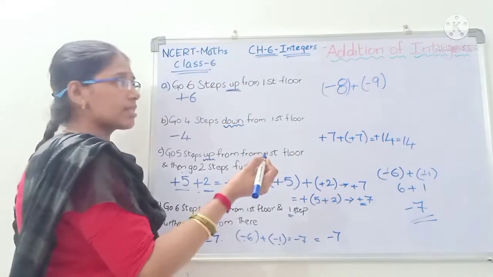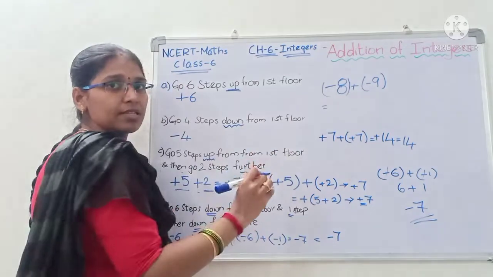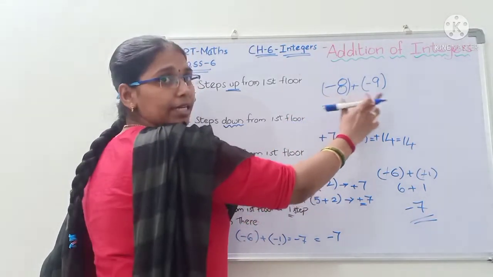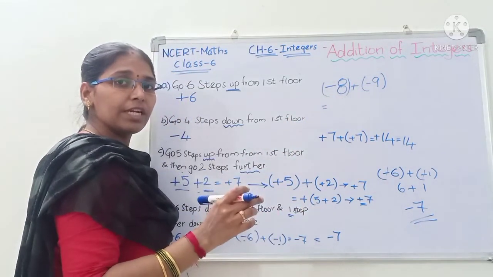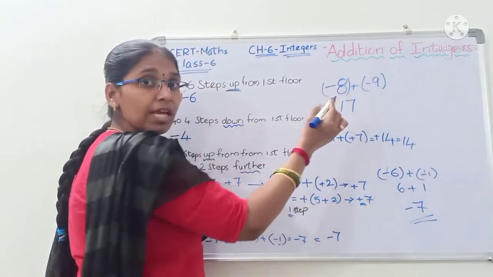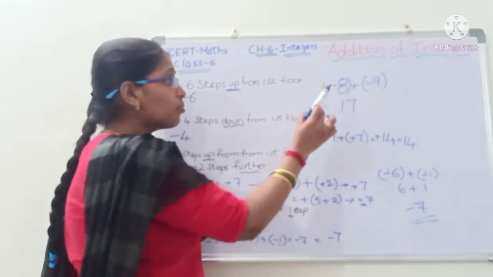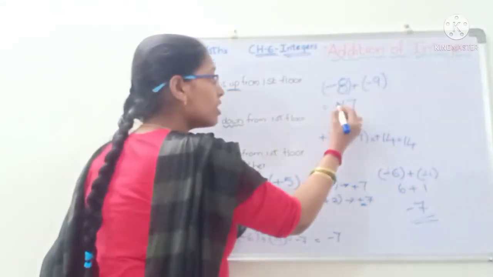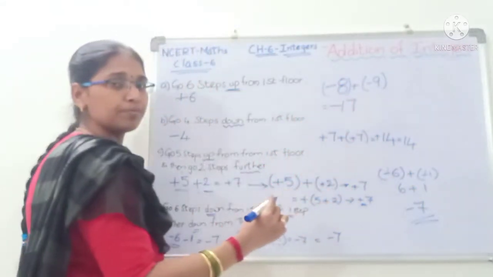How do you solve this? Forget the sign first. Assume only 8 and 9 are there. What is the addition of 8 and 9? Yes, it is 17. Now we are asked to add negative numbers. Both are negative, so the answer will be negative.